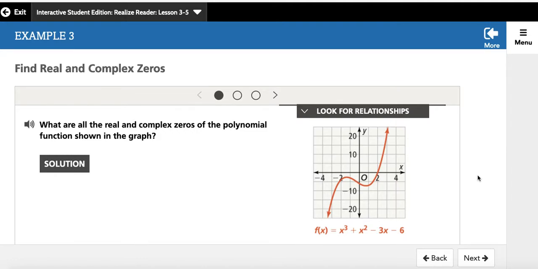Okay, Algebra 2 students, here's a video for example 3 for section 3.5. We're going to find the real and complex zeros. What are all the real and complex zeros of the polynomial function shown in the graph?